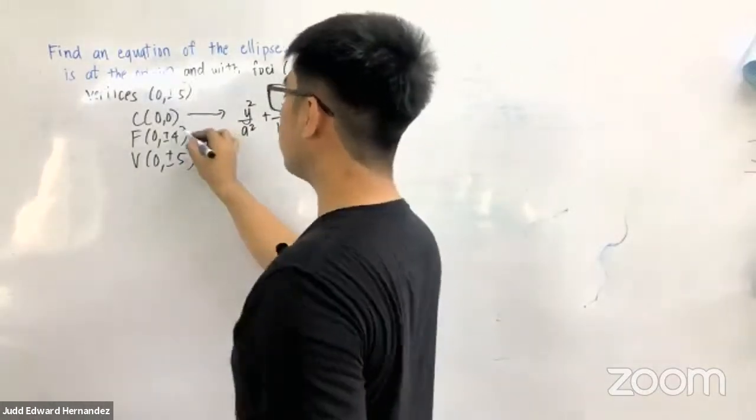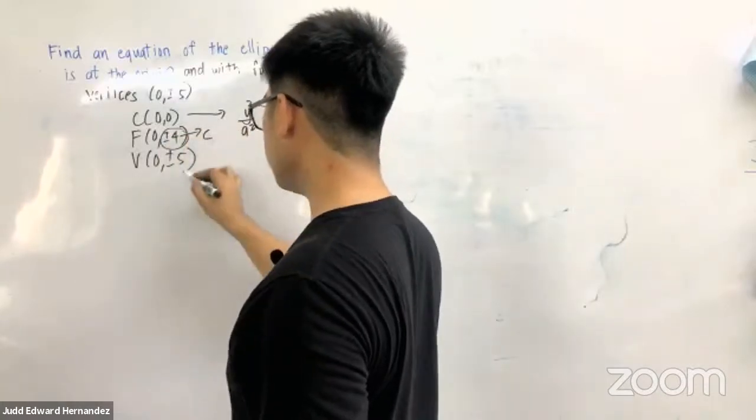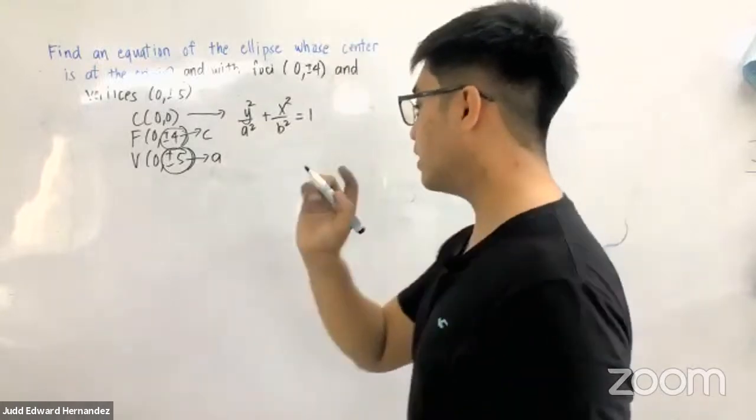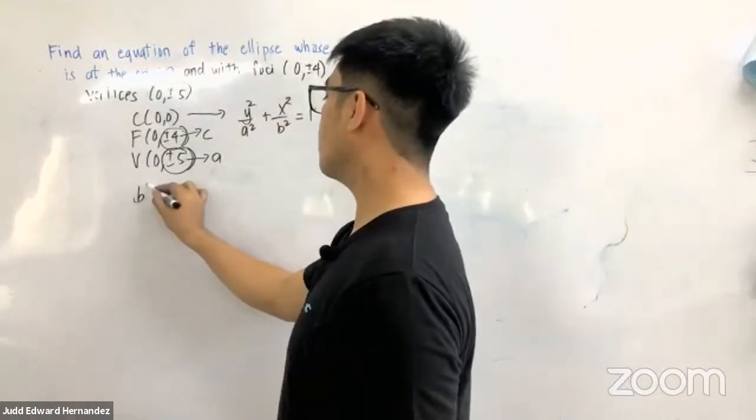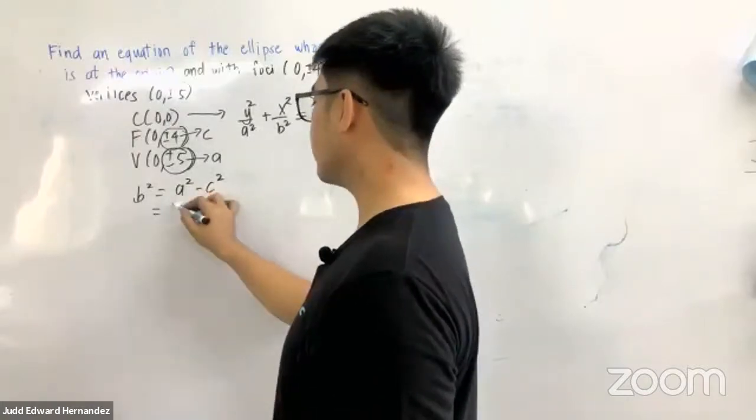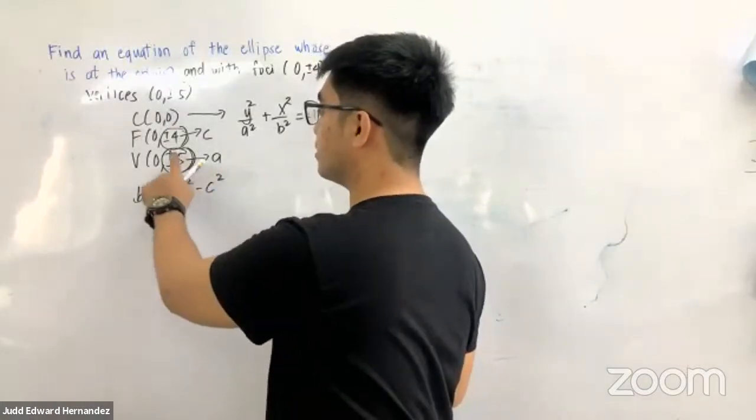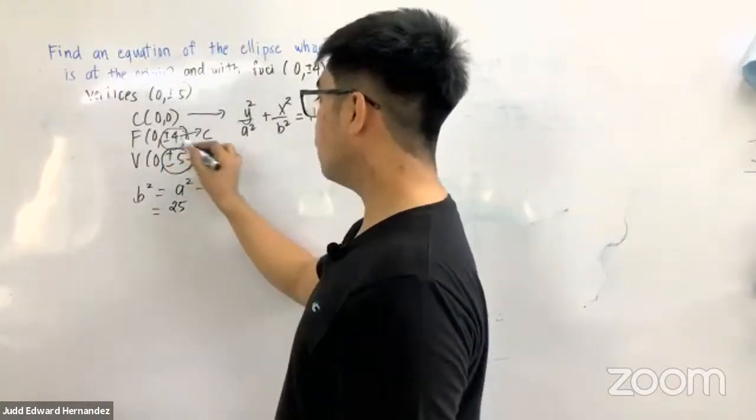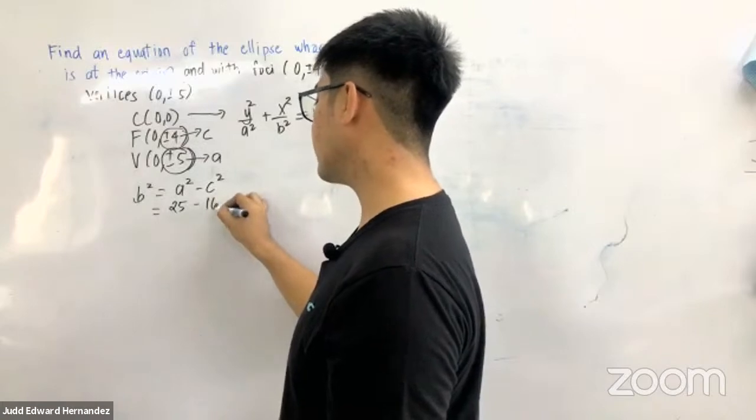Dahil si foci plus minus 4, yun agad si c. Dahil si vertices plus minus 5, yun agad si a. Kulang na lang tayo ng b. Therefore, b squared is equal to a squared minus c squared. And that a squared is equal to 25 since a is equal to plus minus 5. And our c is 4. Therefore, b squared is 16.